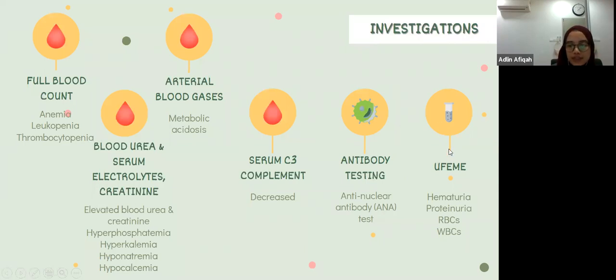And the last lab investigation is UFEME or urinalysis, in which we might find hematuria, proteinuria, RBCs, and WBCs. So there are differences between intrinsic AKI and other kidney disease. In intrinsic AKI, there might be hematuria, proteinuria, and RBC casts. But for tubulointerstitial disease, there might be low grade hematuria and proteinuria, but increase in WBC.